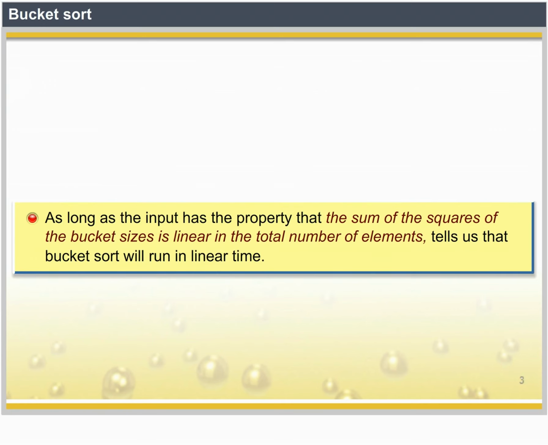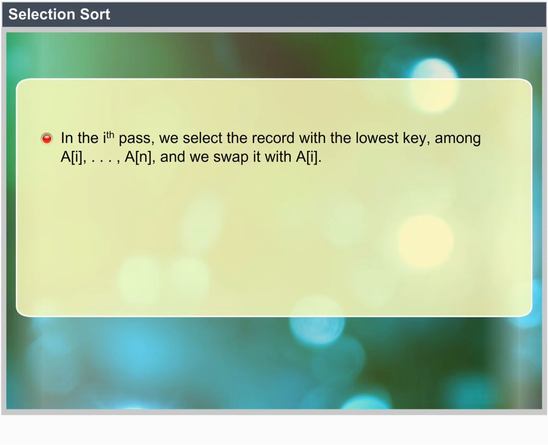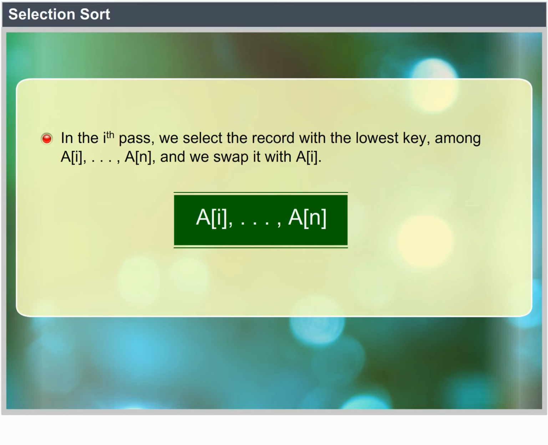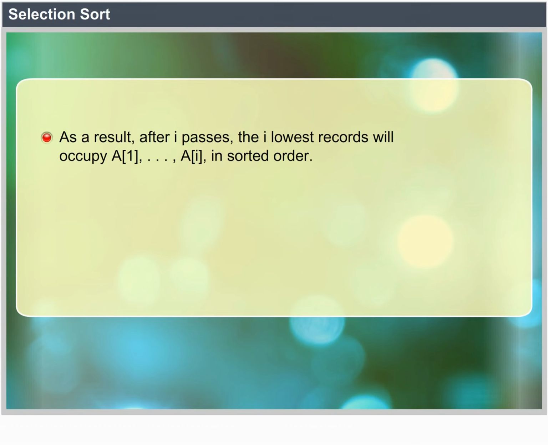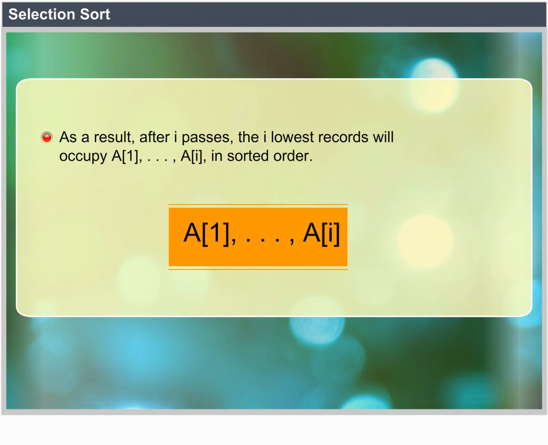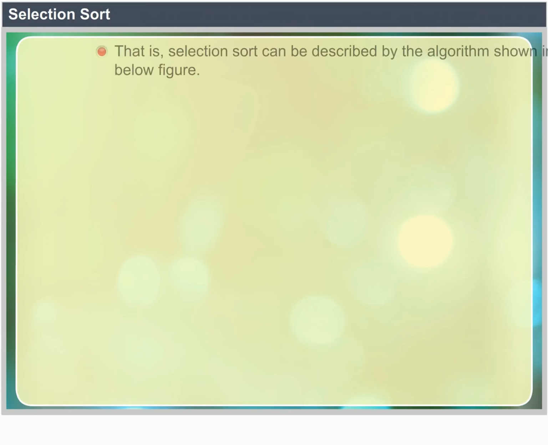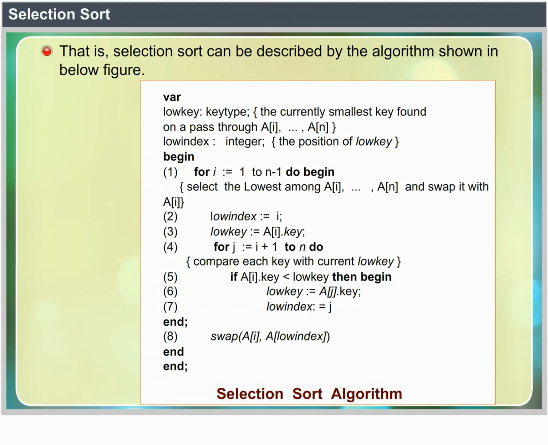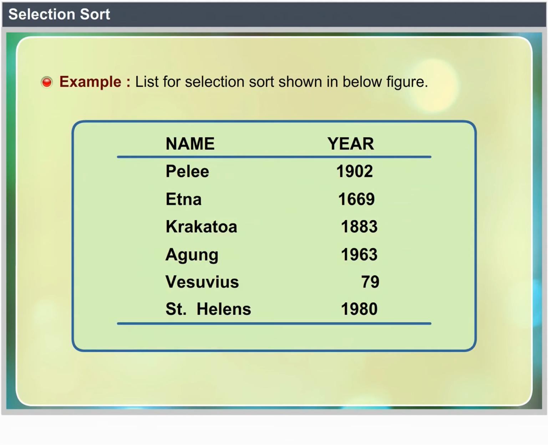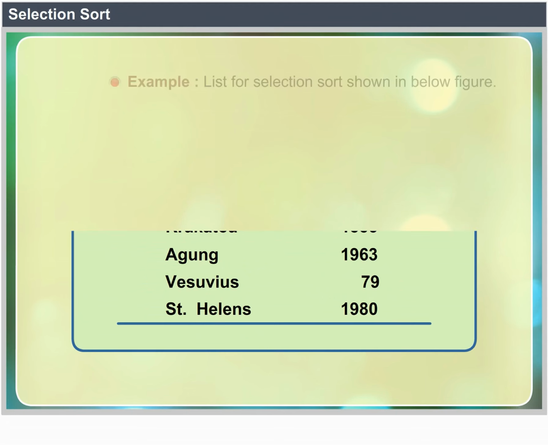Selection sort. In the ith pass, we select the record with the lowest key among A of I up to A of n and we swap it with A of I. As a result, after I passes, the I lowest records will occupy A of 1 up to A of I in sorted order. That is, selection sort can be described by the algorithm shown in the below figure. Example list for selection sort is shown in the below figure. The passes of selection sort on the given list are shown in the below figure.